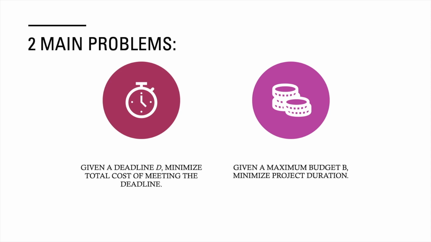On the other hand, the second problem talks about a budget given to you. In this case, the notation for the maximum budget is B. And given this budget, you'd like to minimize the project duration. Or, to explain it in an easier manner, what you are actually looking for is the fastest time that you can finish a certain project, given that you are willing to spend an amount B.